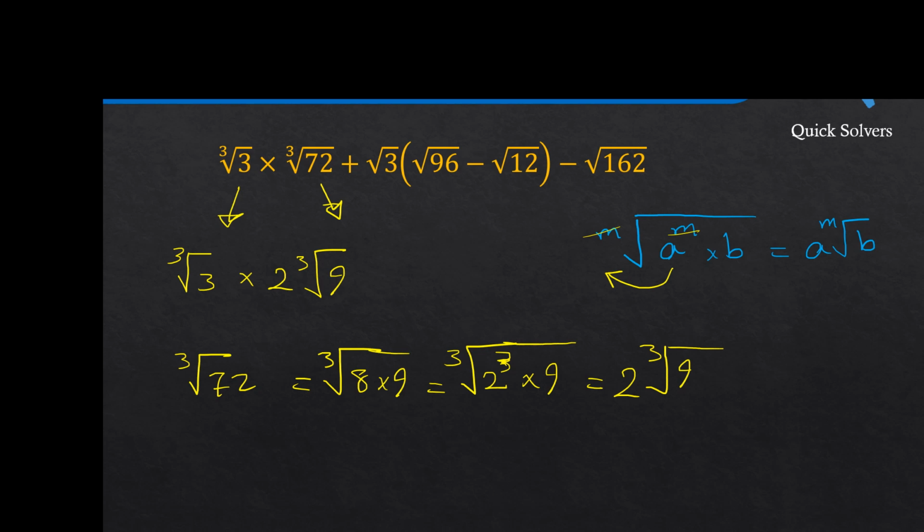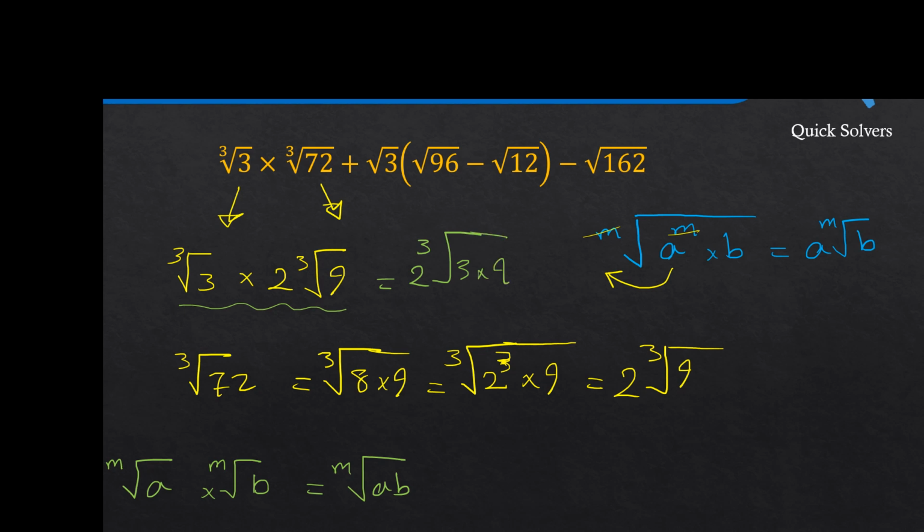And well, the next step I can do the multiplication here. When we have something like the mth root of a times the mth root of b, I can write this as the mth root of a times b. So if I do so here, then we will get 2 times cube root of 3 times 9, which is 2 times cube root of 27.